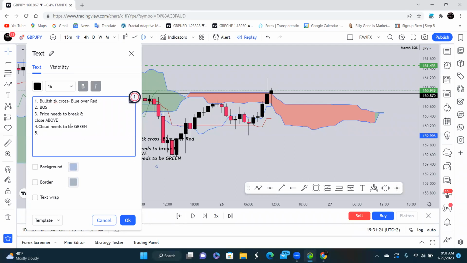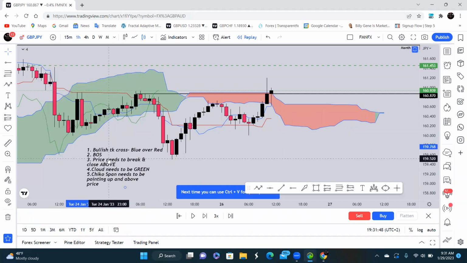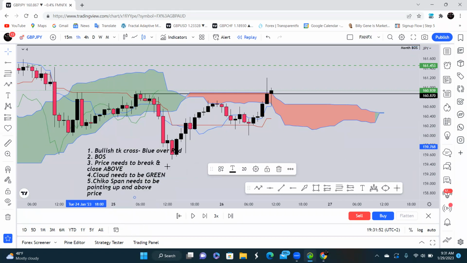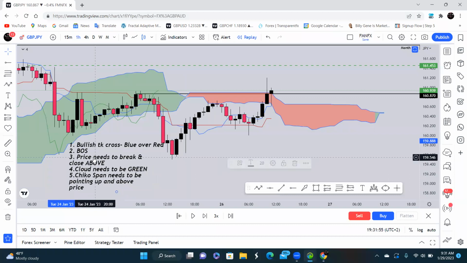And of course, our Chikou span, which is that green moving average, needs to be pointing up and away, above price. There you go. Maybe I should make that bigger.